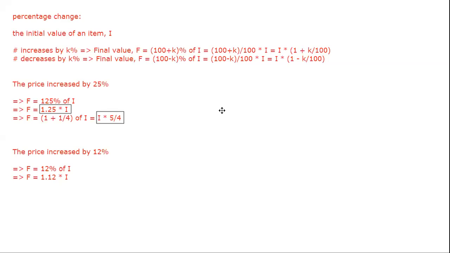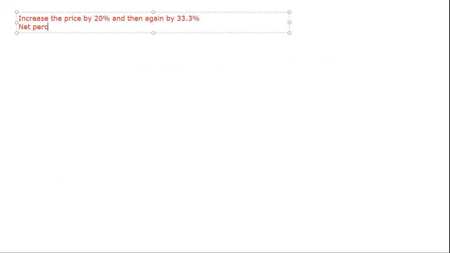Next, this is fine. Percentage change. Now let us say I tell you that you increase the price of an object by, let's say, 20%, and then again by 33.3%. So what is the net percent change? 53.3%.